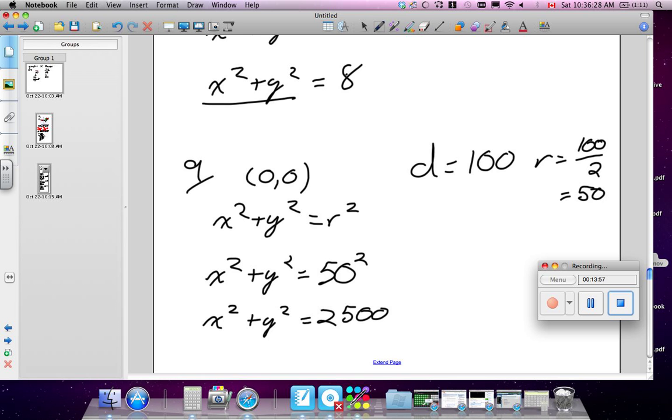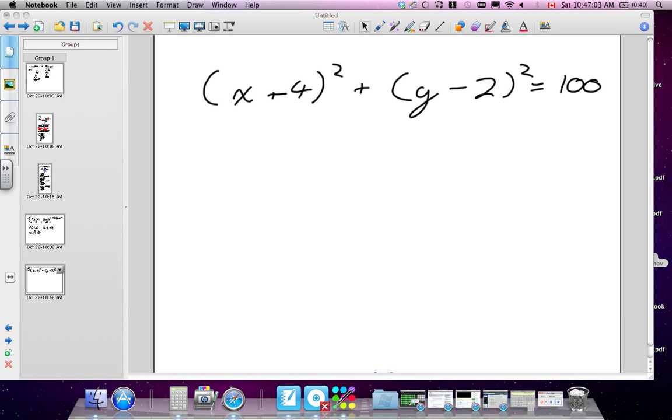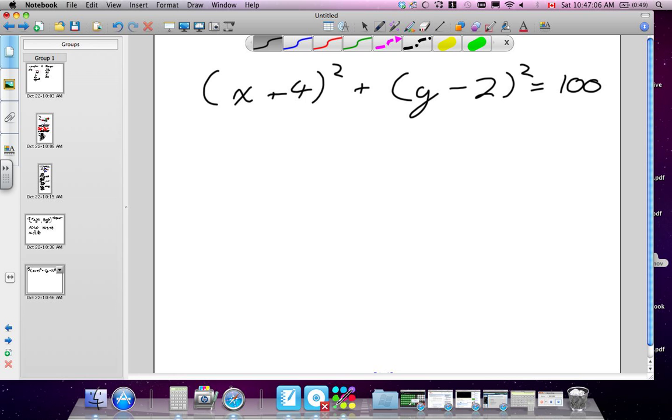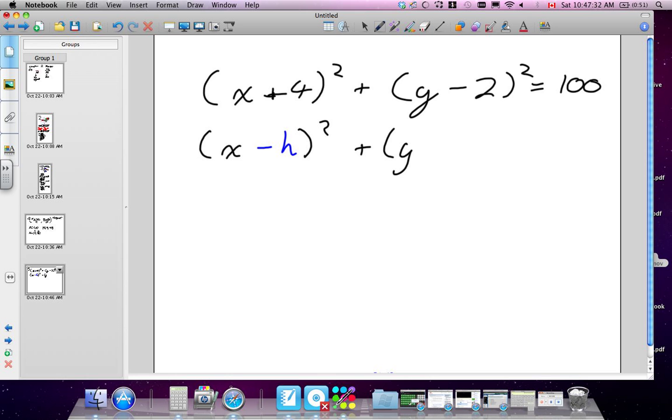Okay, so here's the equation of a circle again. This time, though, this circle here, where would the center be? Center of this circle. This is where they use h and k, right? So their equation is x minus h squared plus y minus k squared equals r squared.